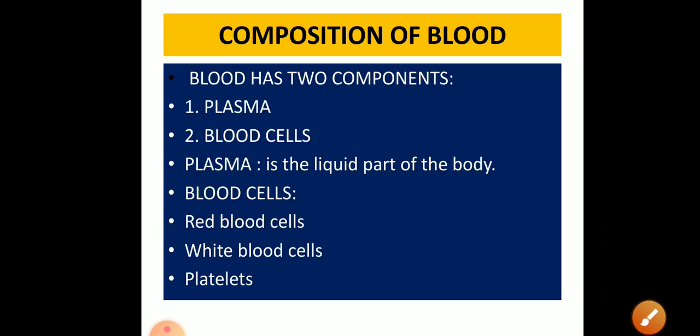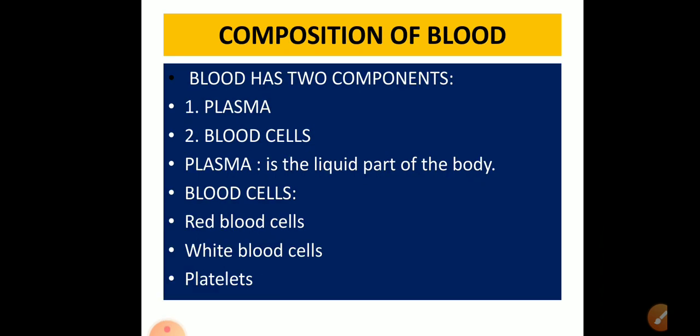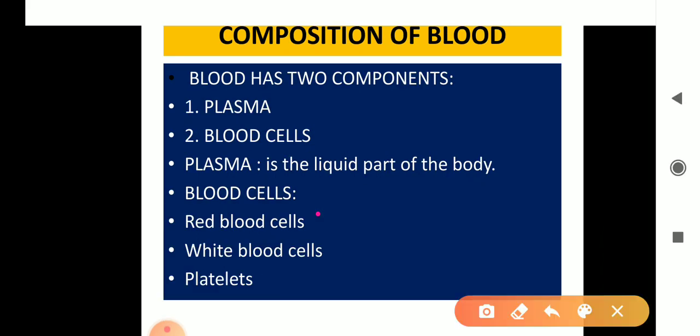Blood cells, or blood corpuscles. These are of three types. Is it okay? The first is red blood cell, then white blood cell, then platelets. Red blood cells are also called red blood corpuscles, and white blood cells are also called white blood corpuscles. One more thing, the red blood cell is also called erythrocyte, the white blood cell leukocyte, and platelets also have another name. I will tell you all one by one.